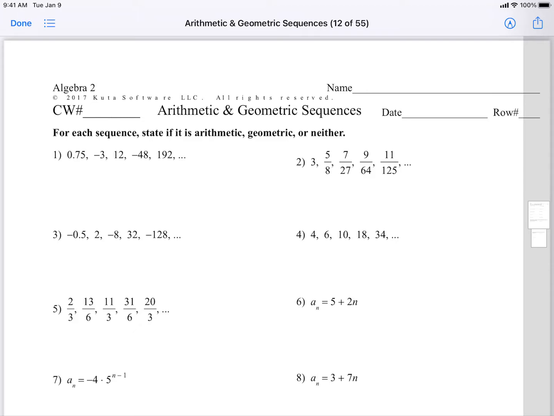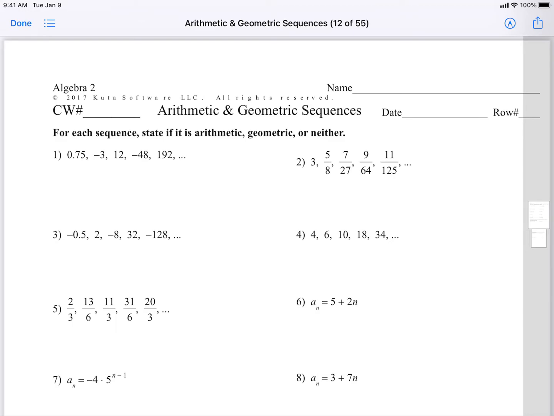So for each one of these, we're given a sequence of numbers, and we want to determine if it's arithmetic, geometric, or neither. For now, for these first couple problems, we just want to say if it's arithmetic or geometric. That's all we want to do.